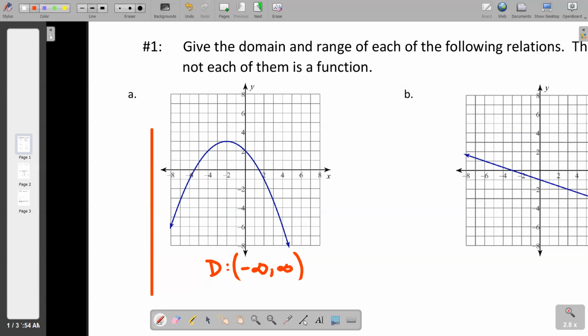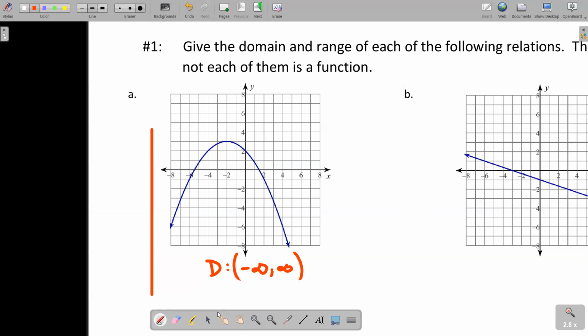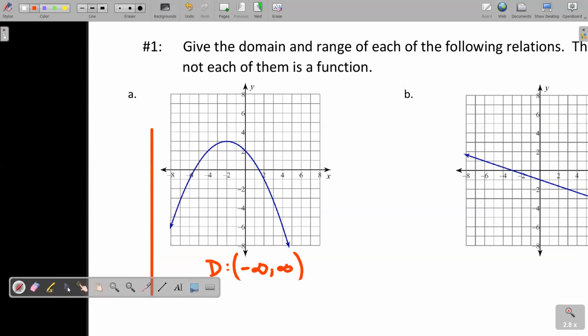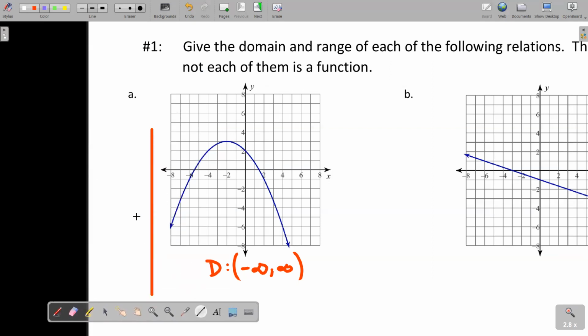And for the range, we have to have a different scanner. I don't know why I can't change colors. This thing's kind of honestly freaking me out here a little. There we go. So we need a different scanner for the range. Our range scanner, remember, goes from low to high. So when we scan for the range, we're scanning from the bottom up to the top. And you can see that this graph starts when we go from the bottom at negative infinity, and it stops right here at 3. So remember, when you scan range, you're looking sideways for the graph's vertical nature, like where does it exist? And so for our range, we should have negative infinity, and then it should end at 3.